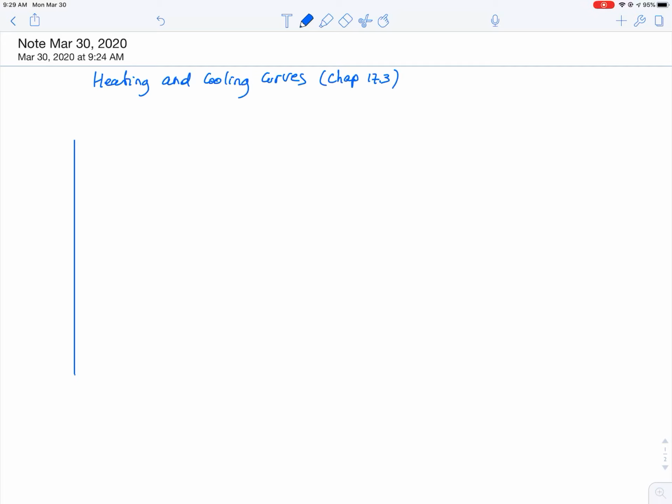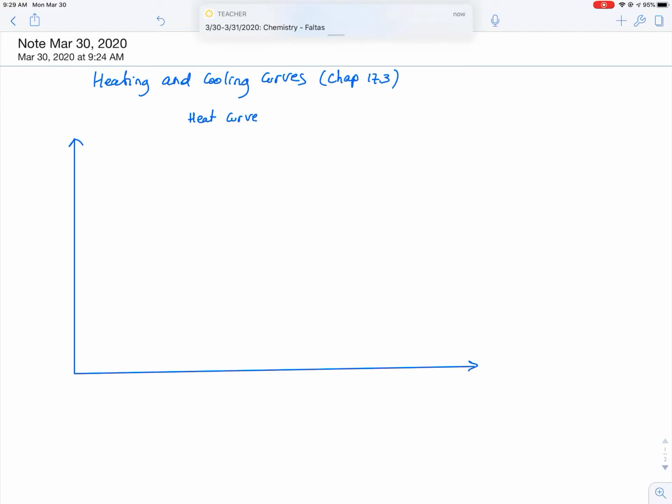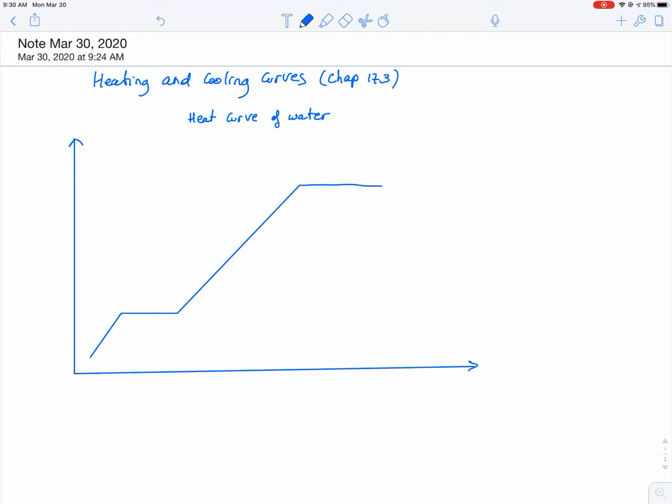All right, so you have here something. So that's the heating curve of water. And it looks something like this, and then something like that, and something like this and this.